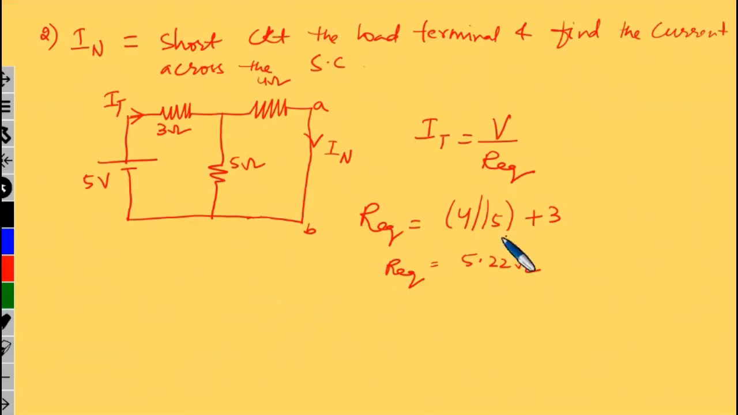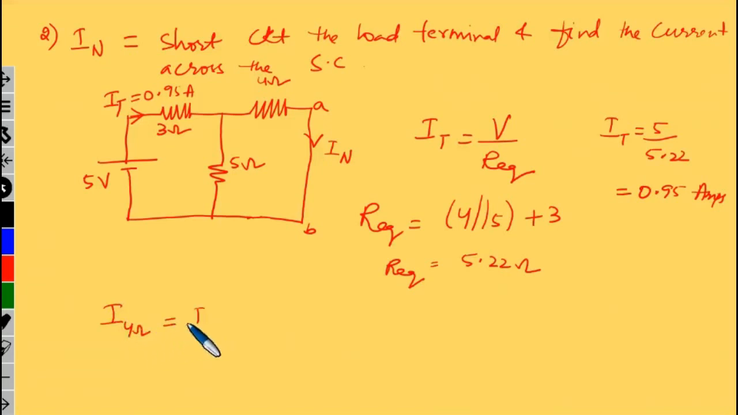So the total current is I total equals 5 divided by 5.22, which is nothing but 0.95 amperes. Now I need to find out the current flowing through the 4 ohm, that is my Norton current. So the current flowing through the 4 ohm is nothing but my Norton current.